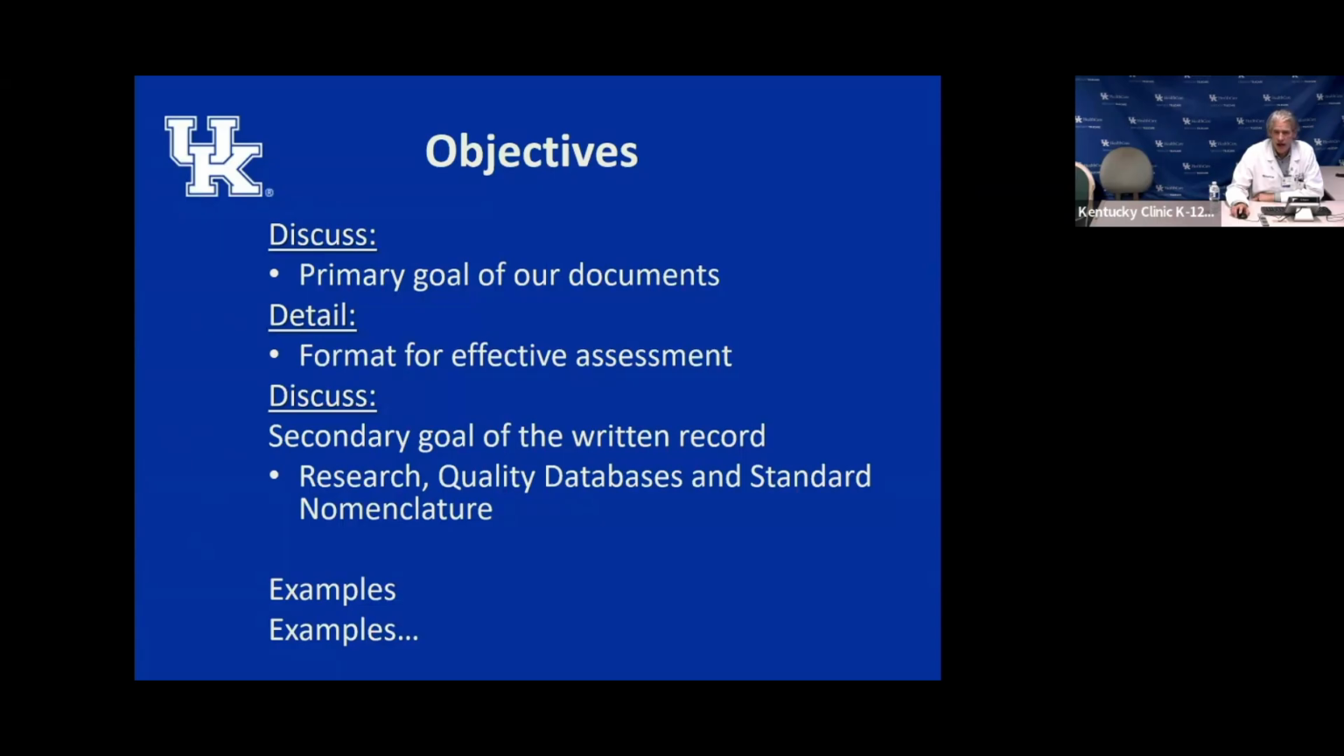So the second half, which is actually going to be more than half, is the secondary, more sophisticated goal of the written record, namely the creation of research quality databases and the standard nomenclature that we need to create quality databases.